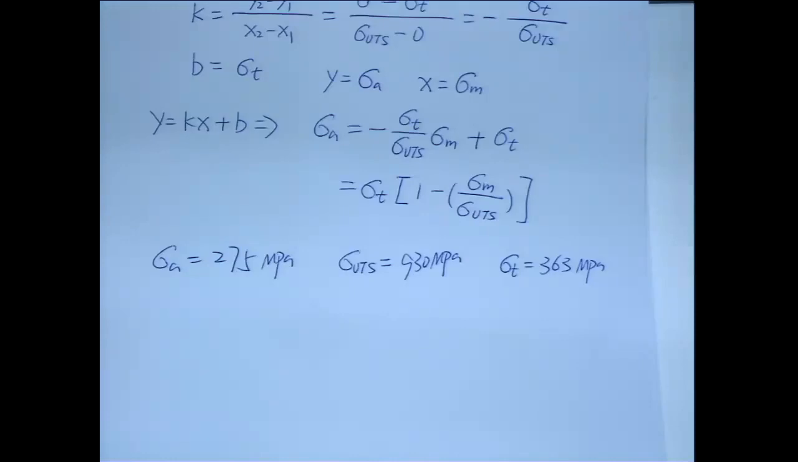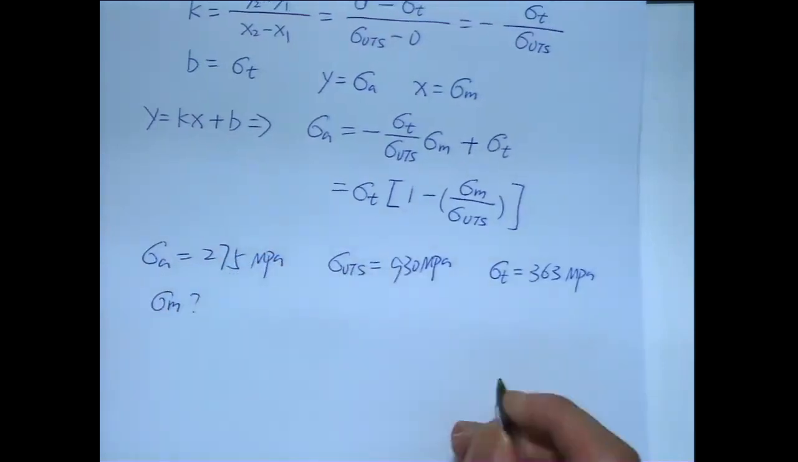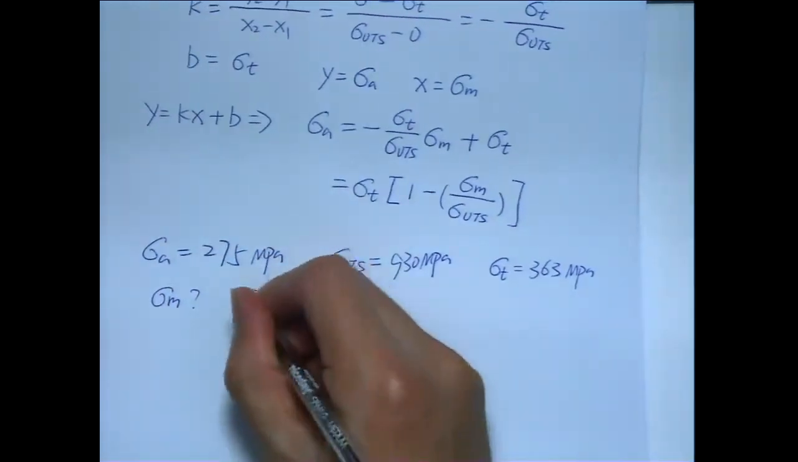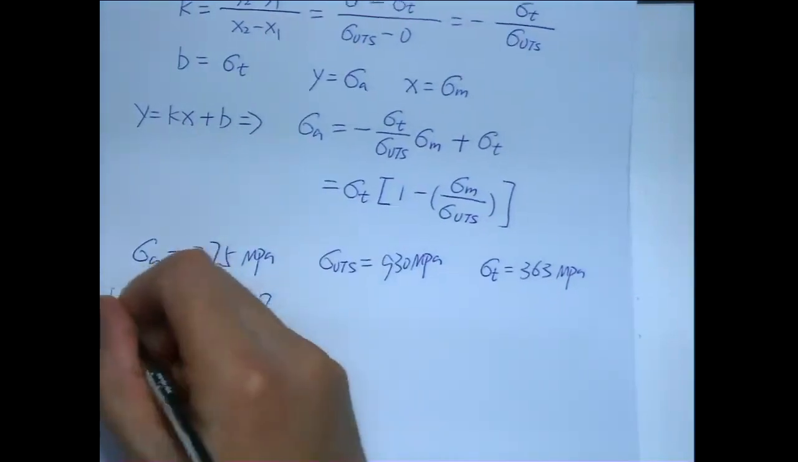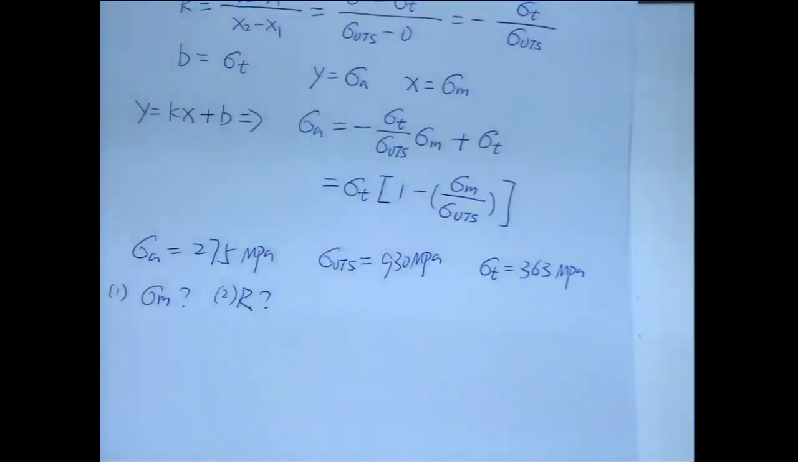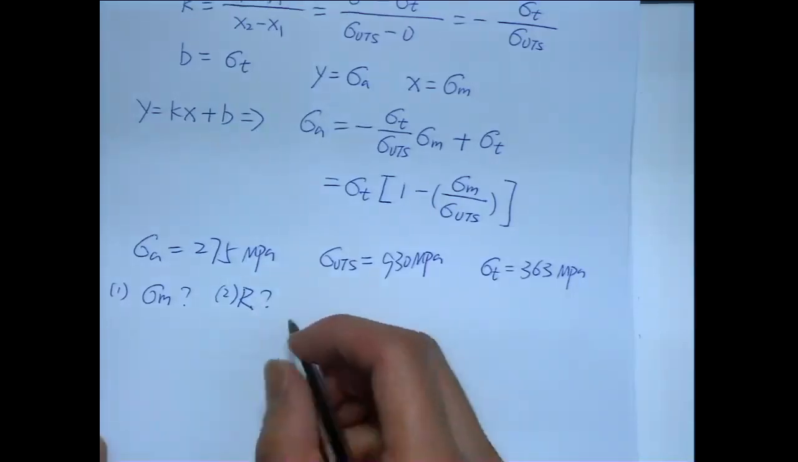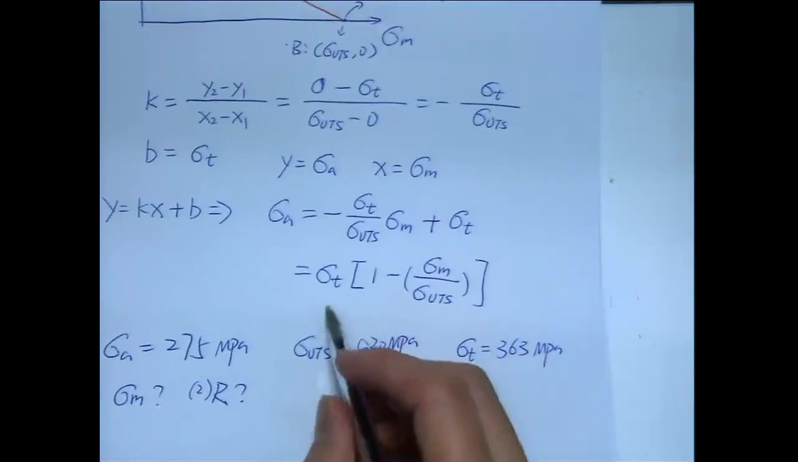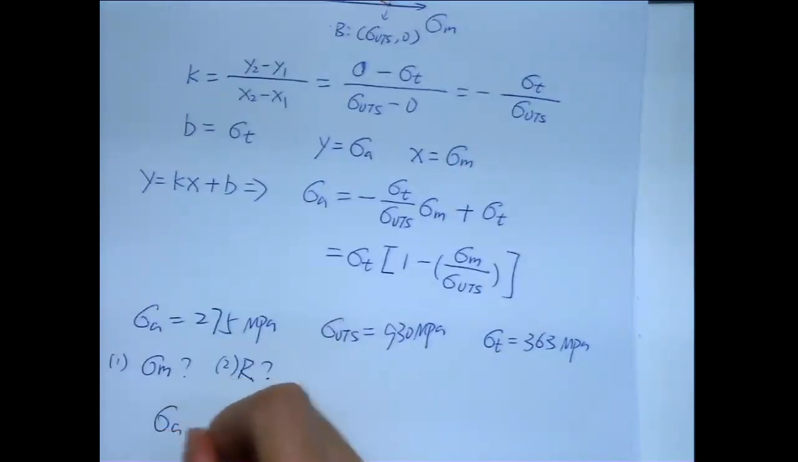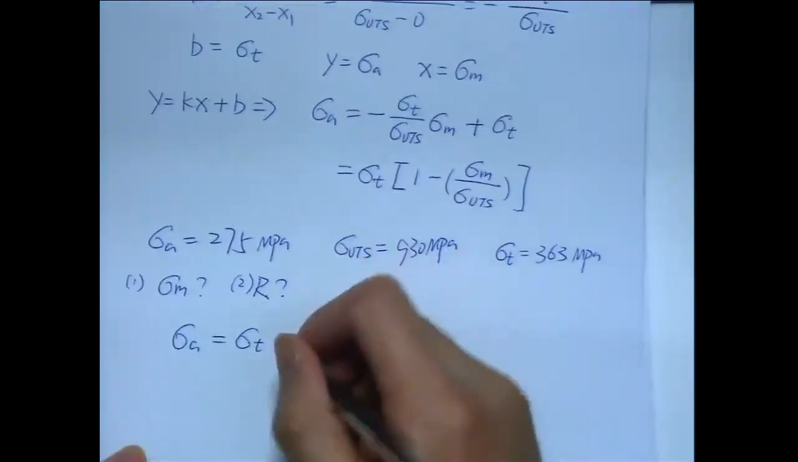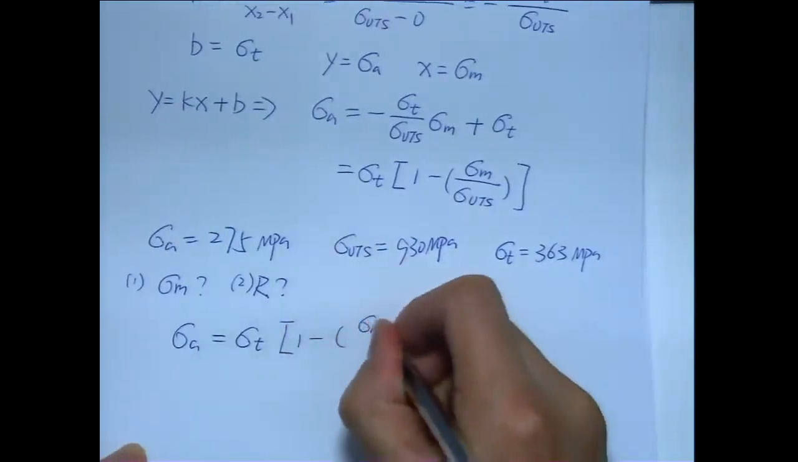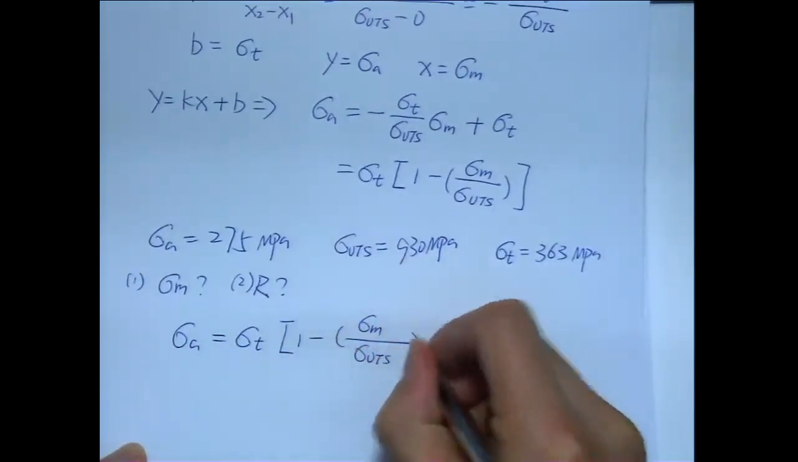Okay? So basically you need to work out the maximum mean stress, and the R ratio. That's the question. Question 1, question 2. So we just write down these known parameters and come back to this Goodman relationship, which I just rewrite again. Okay, can you see it? 1 minus sigma m over sigma UTS.